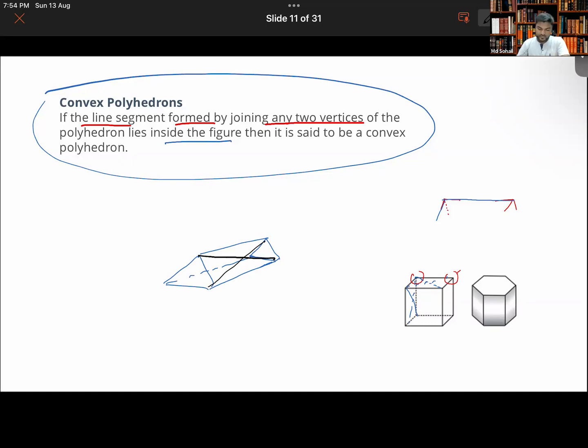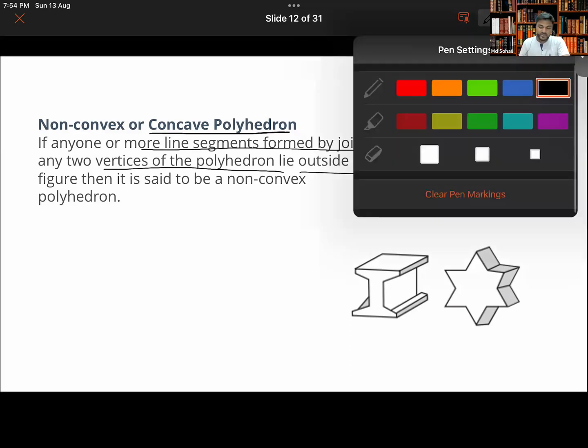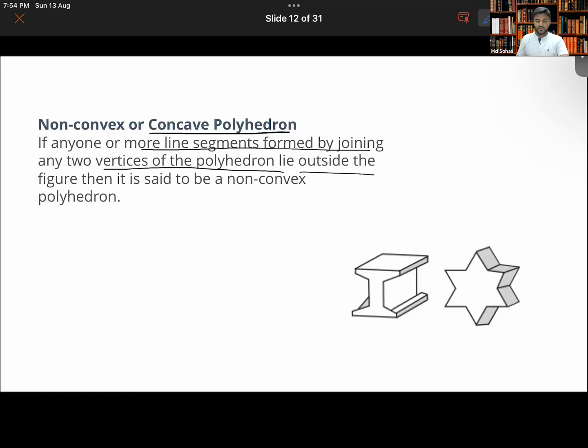Now moving on, you have non-convex or simply concave polyhedrons. If any one or more line segments formed by joining any two vertices of the polyhedron lie outside the figure, then it is said to be a non-convex polyhedron. Now, what is the distinction between the two? When we draw a line, the line is outside the figure.